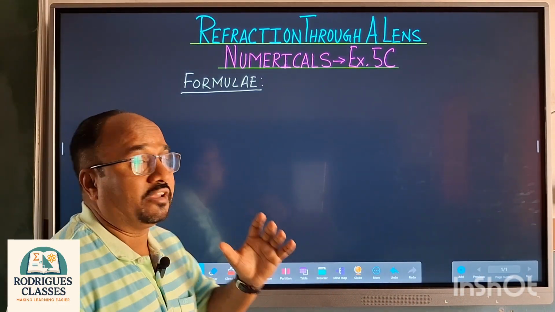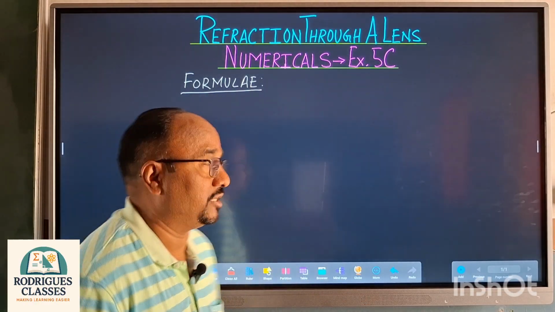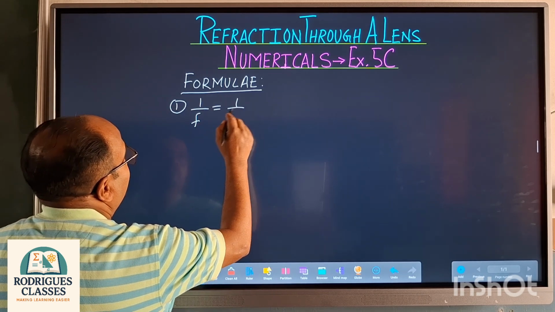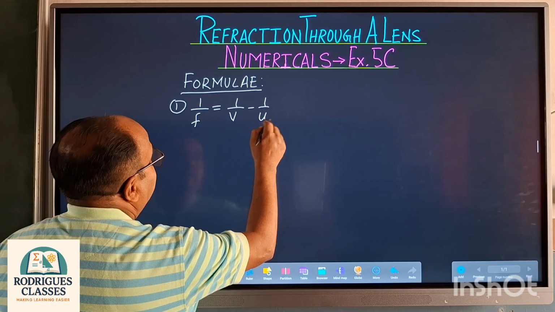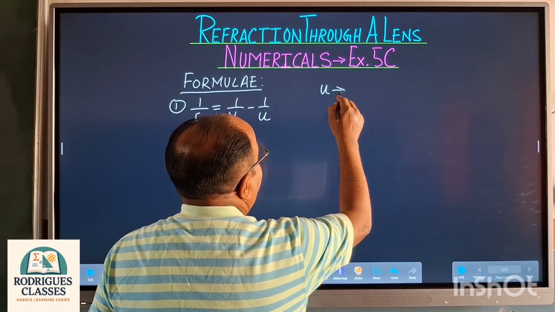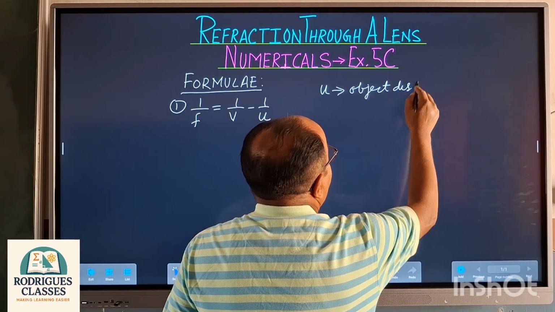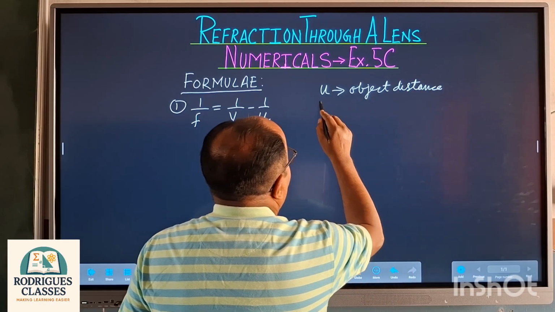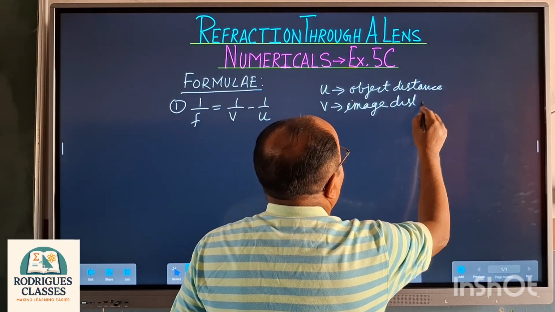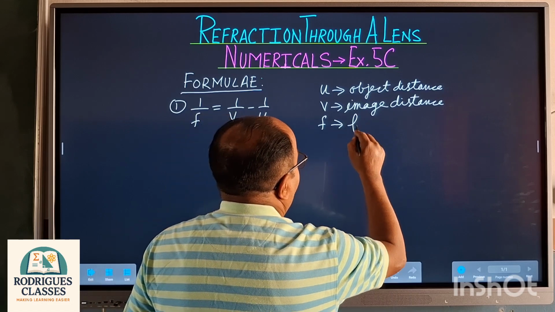So first of all, we will have a formula relating the focal length, object distance and the image distance. So that first formula is 1 by f is equal to 1 by v minus 1 by u. Do remember what they stand for. So as not to be confused, I will write here: u stands for object distance, v stands for image distance and f stands here for focal length.